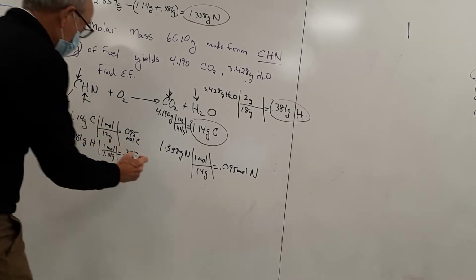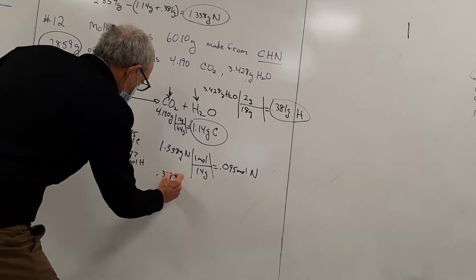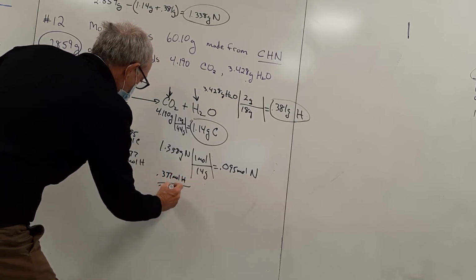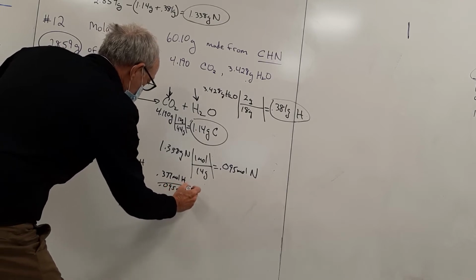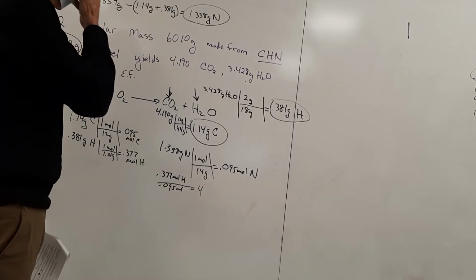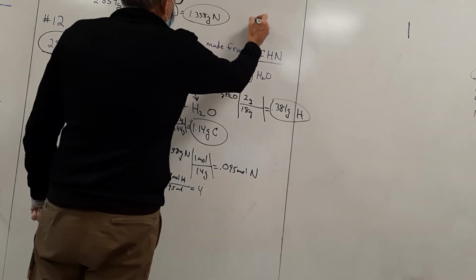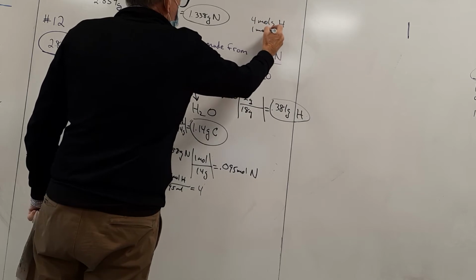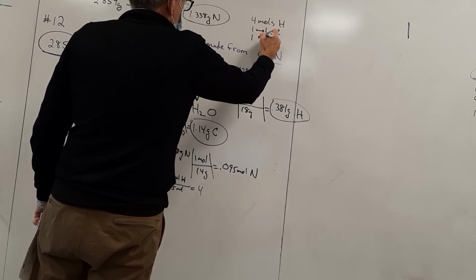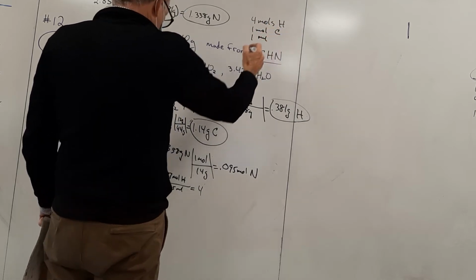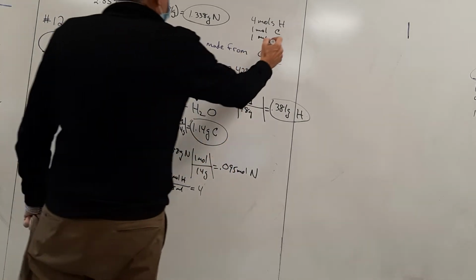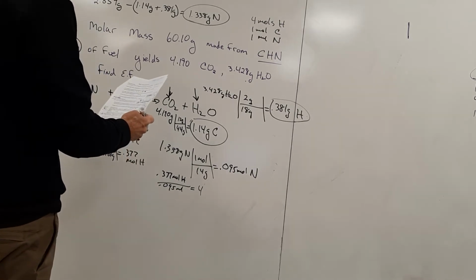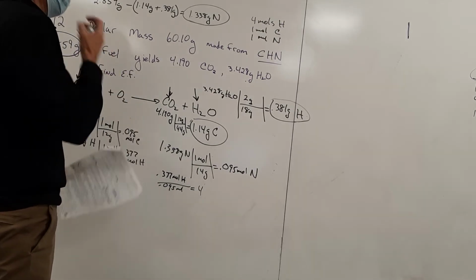Let's divide 0.377 moles of hydrogen by 0.095 moles, and that gives us 4. Which means I've got 4 moles hydrogen, 1 mole carbon, 1 mole nitrogen. Perfect. So my empirical formula is going to be CH4N.